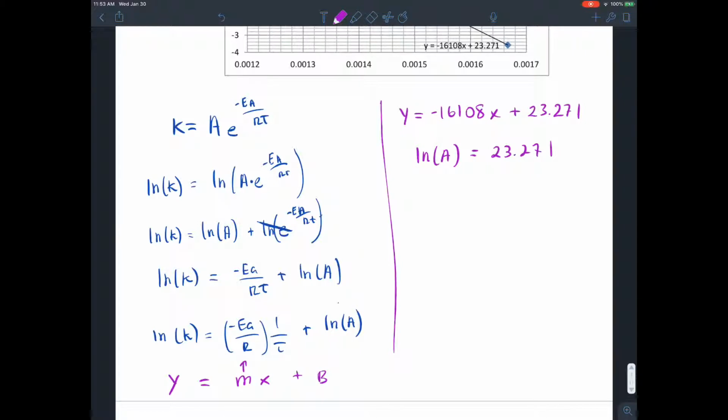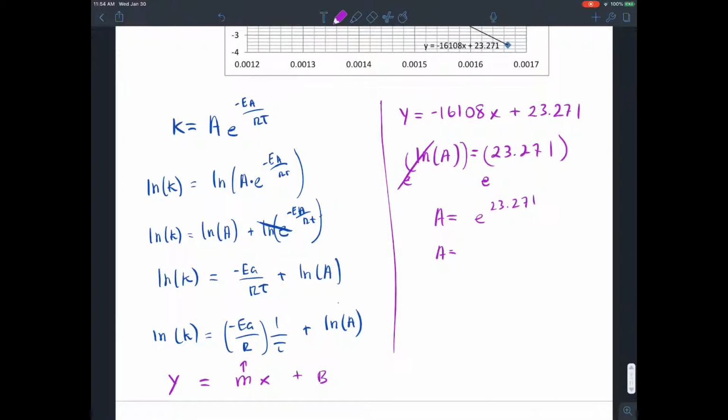Great. We're not done yet because that's the natural log of A. If we raise both sides to the e power, e to the ln of A and e to the 23.271, the e and the natural log will cancel, and I'll be left with A equals e to the 23.271. Let's plug that in. So our value, e raised to the 23.271.